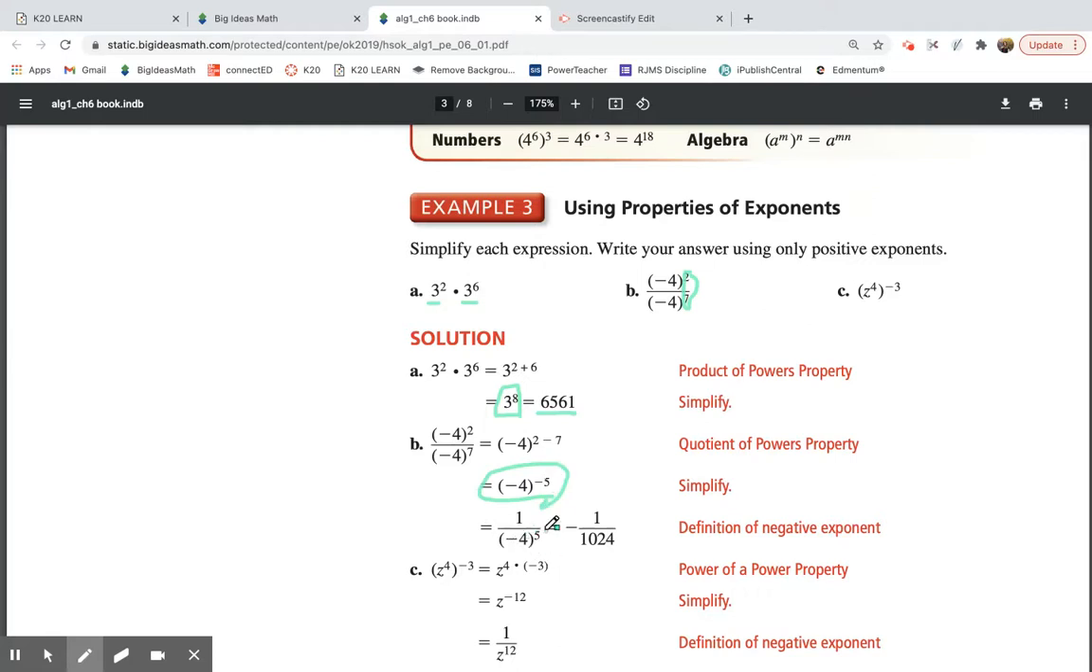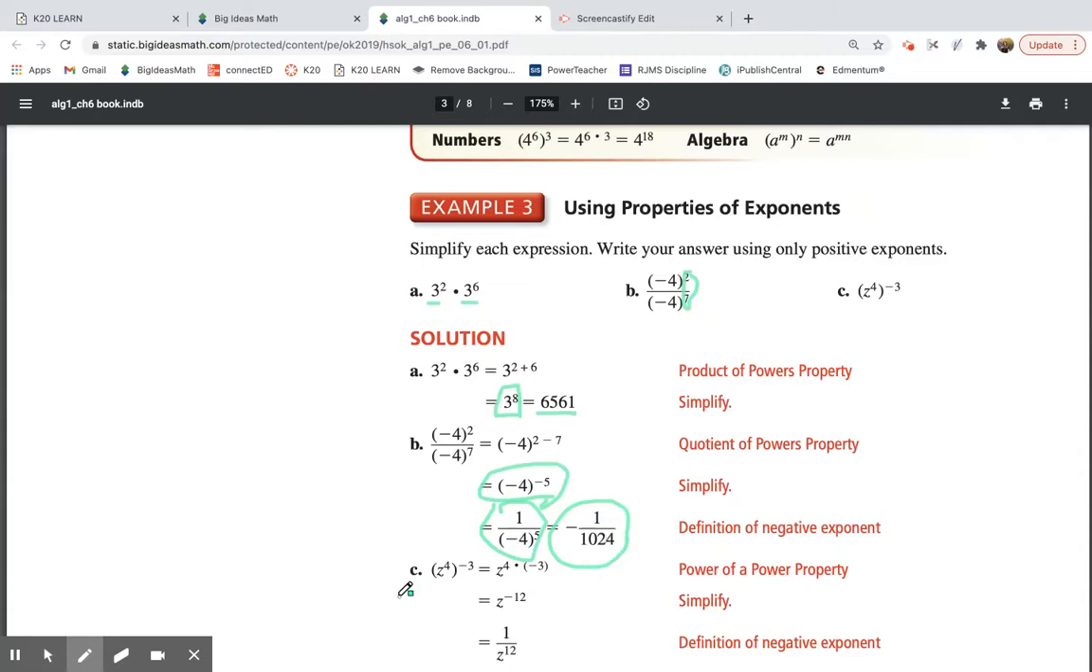So then, if you actually were to solve that, negative 4 to the 5th power, we get negative 1 over 1,024. Okay, so both of these would be your answer on this, because I want to see it like this, but then you can also solve it too.